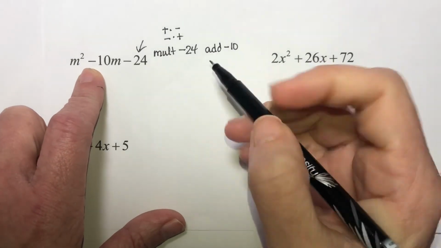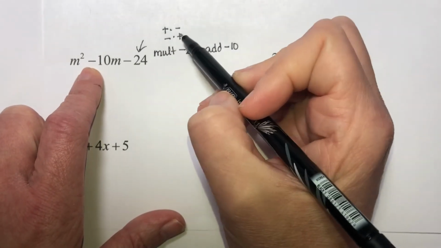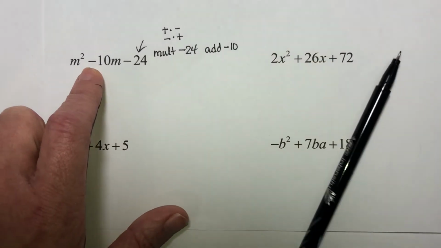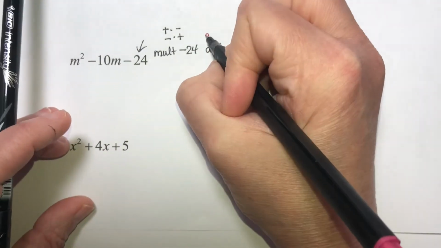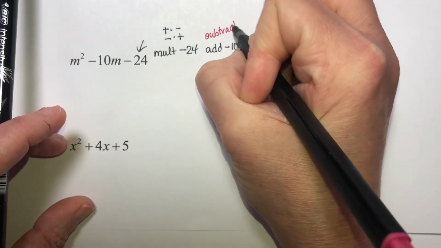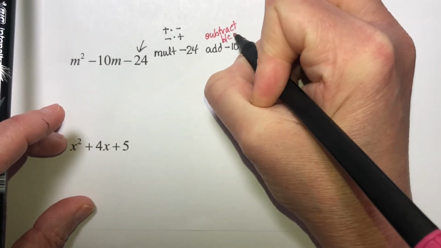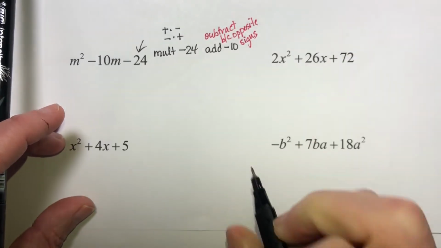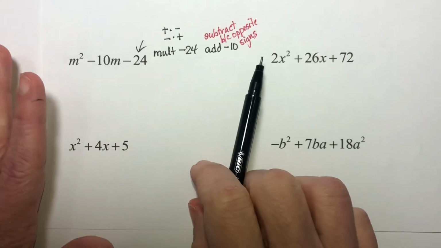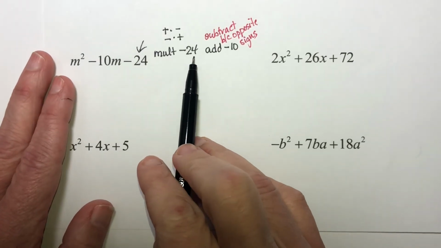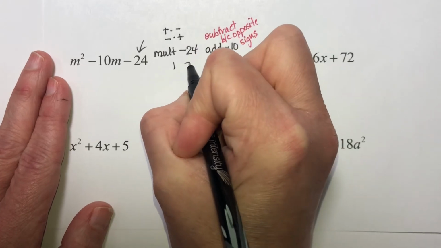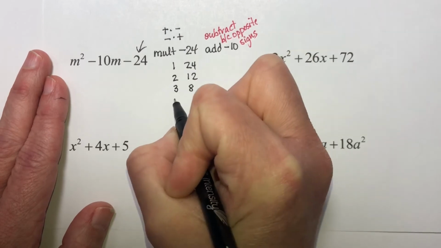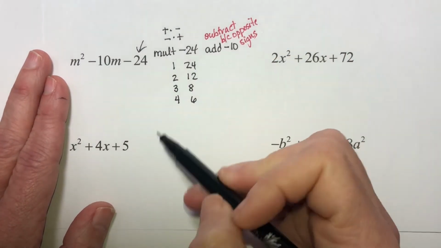Okay, let's think a little bit. If I'm adding a positive and a negative, or a negative and a positive, really what I'm doing is I'm subtracting, right? So this is really a subtract because opposite signs. Okay, let's not worry too much about that just yet. Think of things that multiply to 24. 1 and 24, 2 and 12, 3 and 8, 4 and 6, and then nothing else gives me 24.